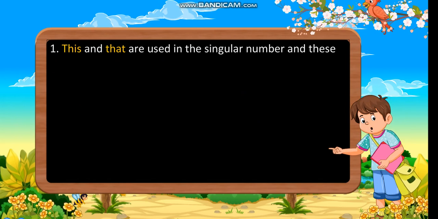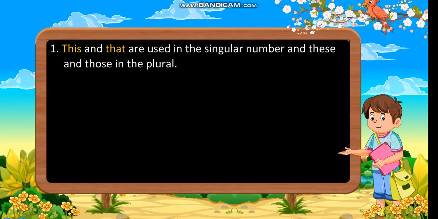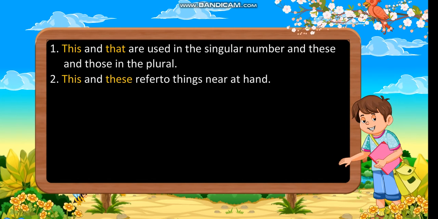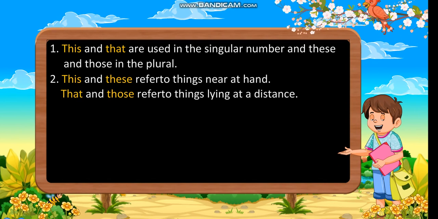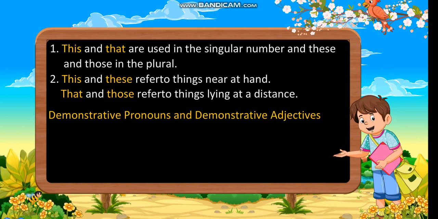First, this and that are used in the singular number and these and those in the plural. Second, this and these refer to things near at hand, that and those refer to things lying at a distance.